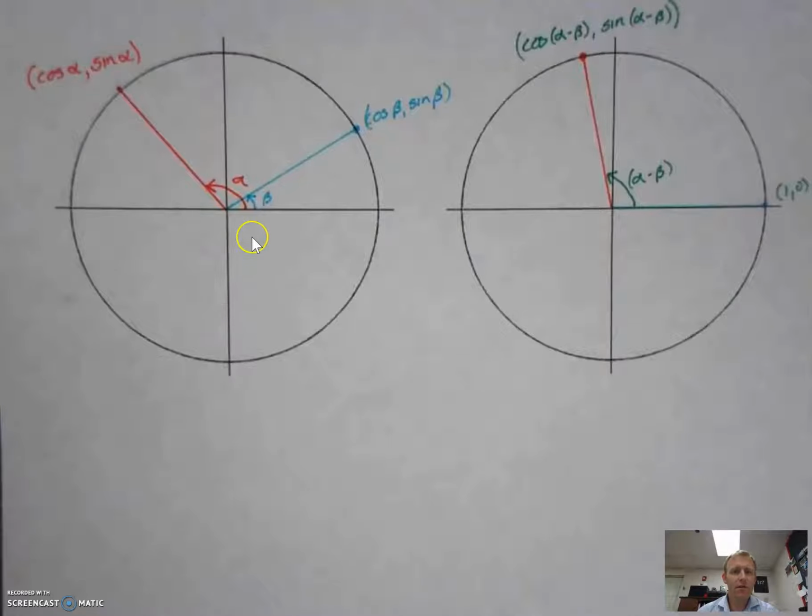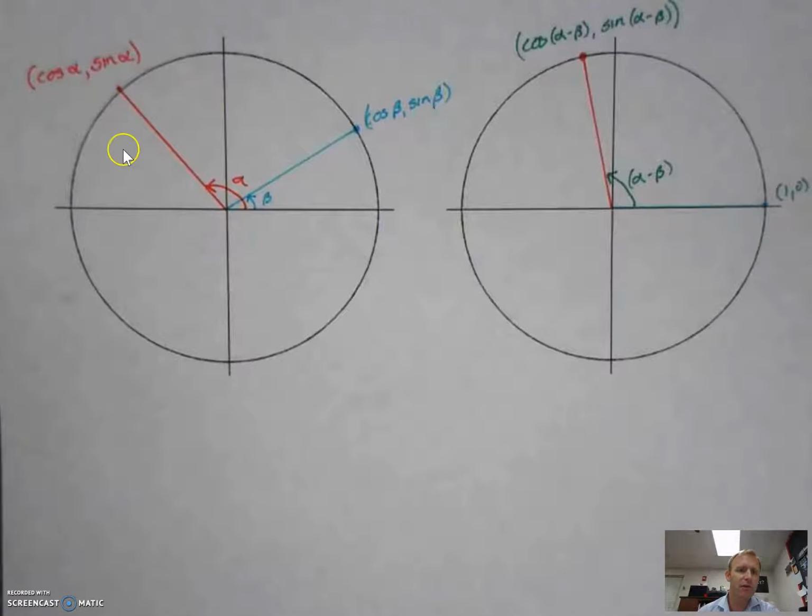Here is your explanation of where the sine and cosine sum and difference of angle formulas come from. So on the left, I've drawn two different angles here. Angle alpha, we'll say, is in standard position going out here. This represents really any angle, but I've drawn it in the second quadrant.